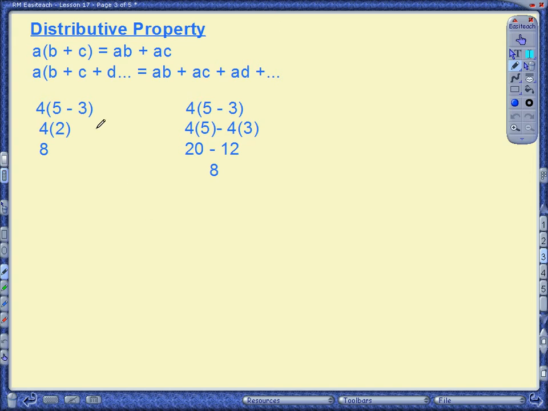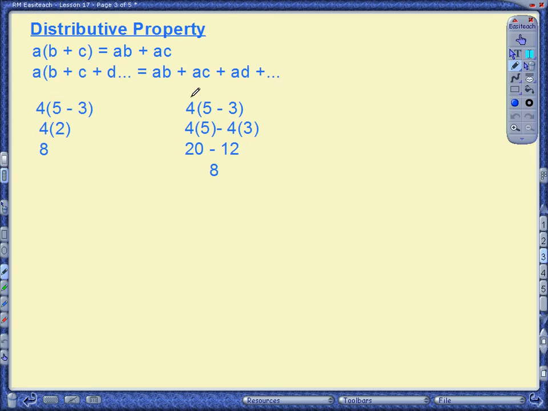The distributive property gives us a way to multiply when we have variables and numerals in the same expression. Here, the way we normally do this is to begin in the parentheses. 5 minus 3 is 2. When there's no sign in between the 4 and the parentheses, we know we're multiplying. 4 times 2 is 8.